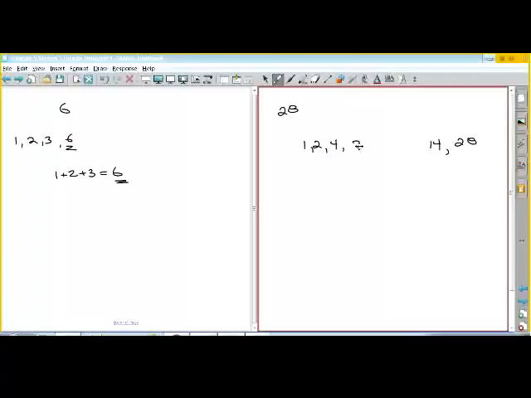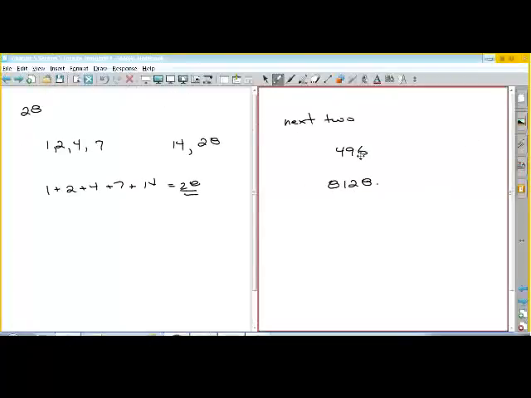So I think it's that. So 1 and 28, 2 and 14, and 4 and 7. So if I add 1 plus 2 plus 4 plus 7 plus 14, you get 3, 3 plus 4 is 7, 7 plus 7 is 14, 14 plus 14 equals 28, and therefore the sum of all these add up to that. So that's the perfect number for the 2 digits.